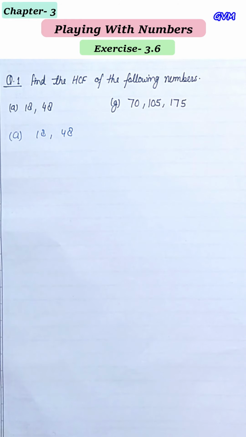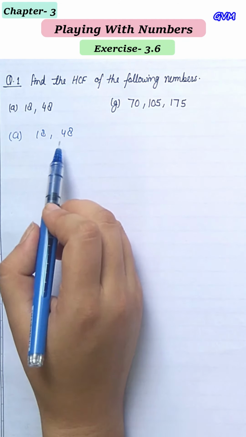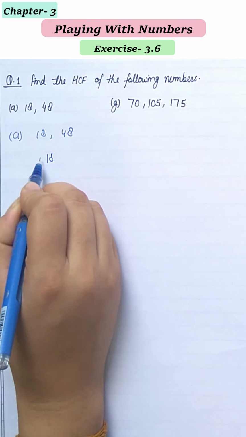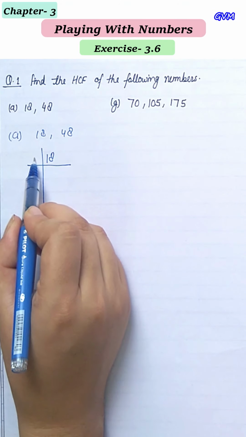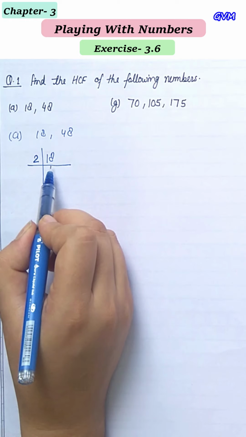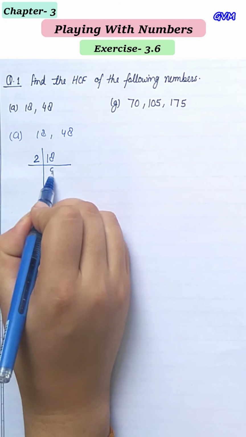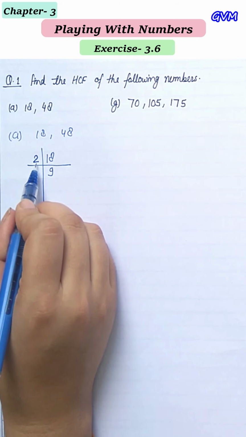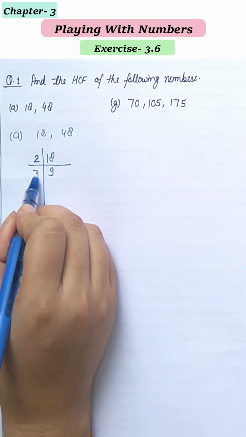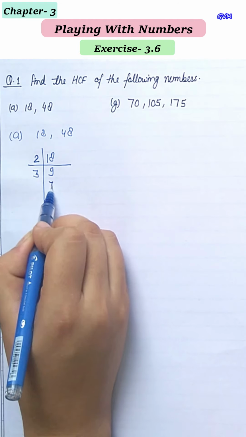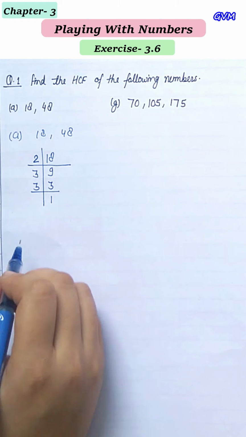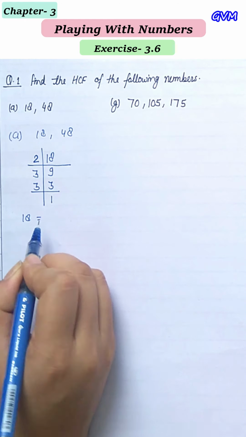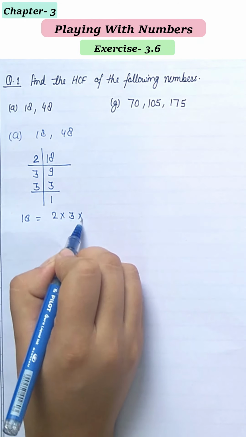So we need to find the HCF for 18 and 48. Now for this we have to prime factorize these two numbers. So first 18. Start with 2 because it is an even number, so 2 can divide 18, so 2 9s are 18. After that, prime number 2 cannot divide 9, so we will start from 3, so 3 3s are 9. Now we have 3 here, so again 3 1s are 3. So now we have the prime factors of 18 as 2 into 3 into 3.